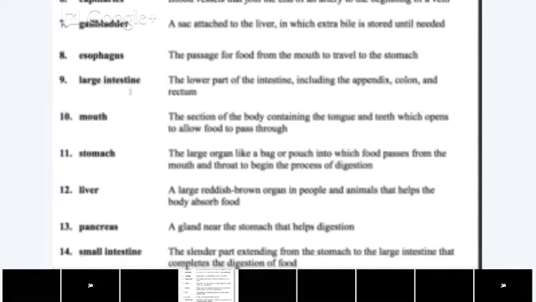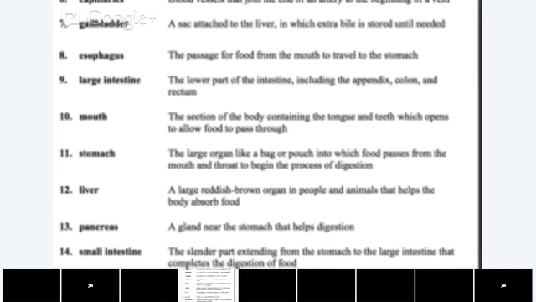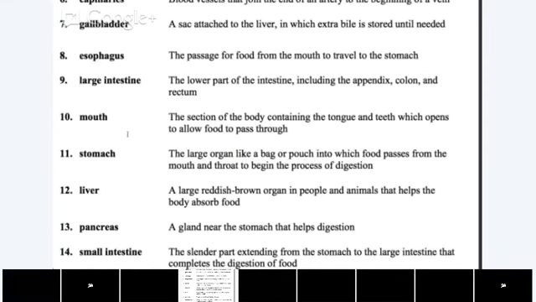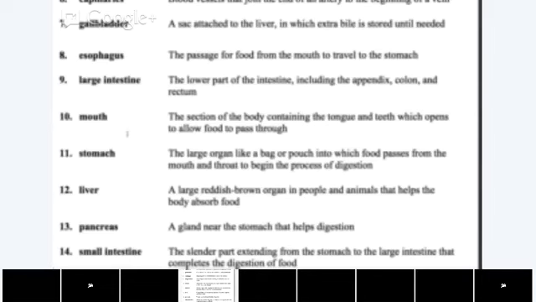Next, can I get Steph? Yes. Number 9. Large intestine. The lower part of the intestine, including the appendix, colon, and rectum. Perfect, thank you. And 10, mouth, the section of the body containing the tongue and teeth, which opens to allow food to pass through. Perfect. Thank you so much, Steph.